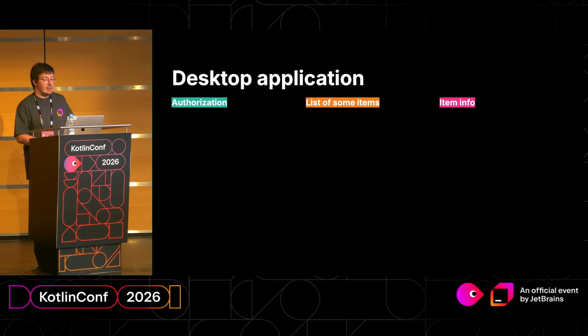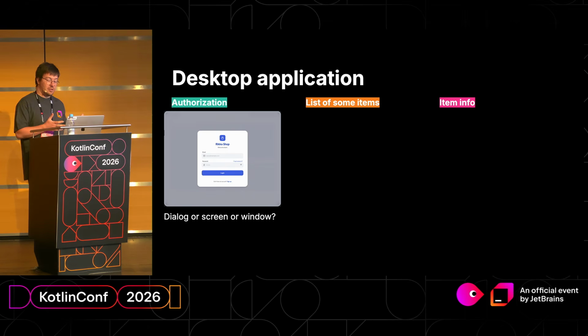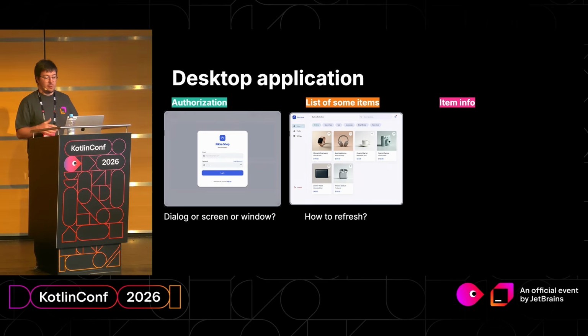and maybe slightly different navigation gestures. Regarding desktop, it's an absolutely different story. For example, how to implement the authorization screen? Maybe we need to use a dialog for the authorization, or maybe we can use a full screen for the authorization input, or maybe we could open a window for that. The same goes for the list of items. How should it look? How should we refresh, because we need to have this feature on the screen? Maybe we need to draw a special button for that. Maybe we can use some hotkeys for that.